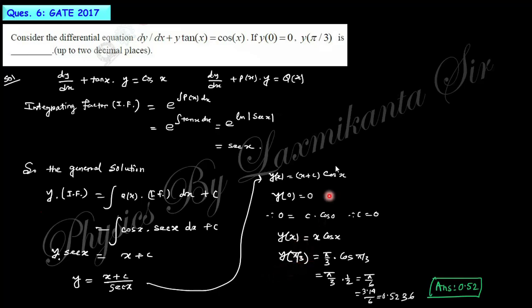Put the value of x as pi by 3. So this is pi by 3 times cos pi by 3. Cos pi by 3 is half. So this is pi by 6. Pi is 3.14, so the answer will be 0.52.